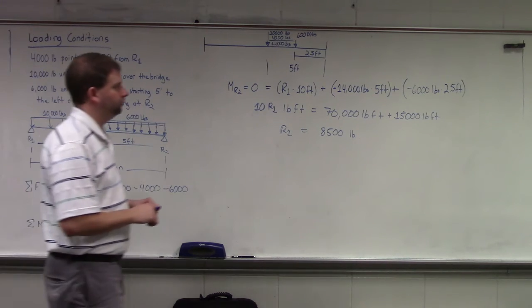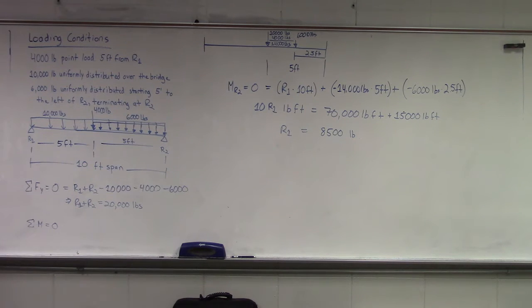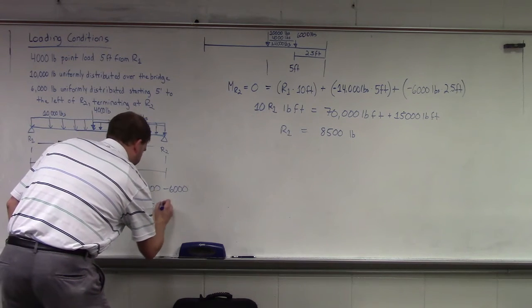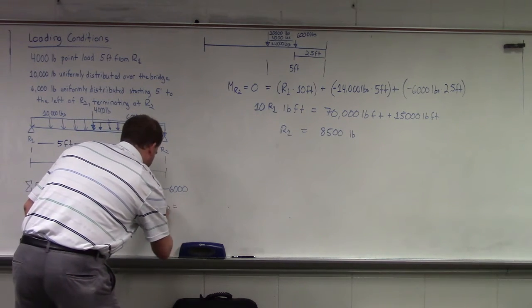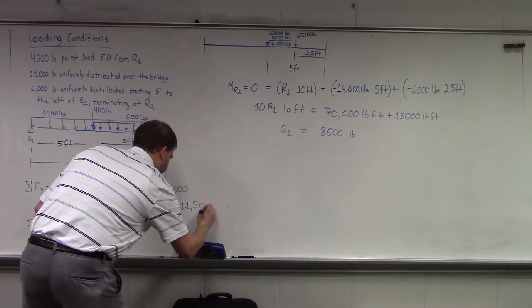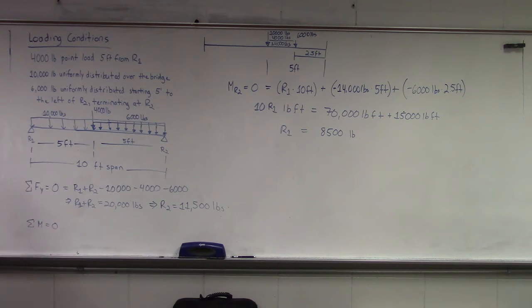So then when you total 14 and 6, so 20,000, what does that tell us about R2? 11.5. So our R2, in order to meet this equilibrium equation, R2 equals 11,500 pounds, okay?